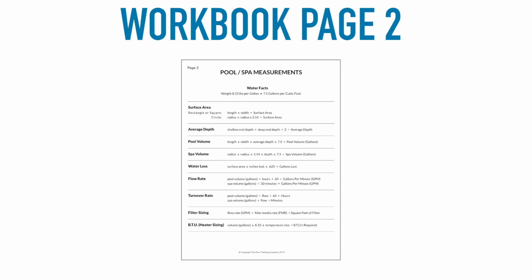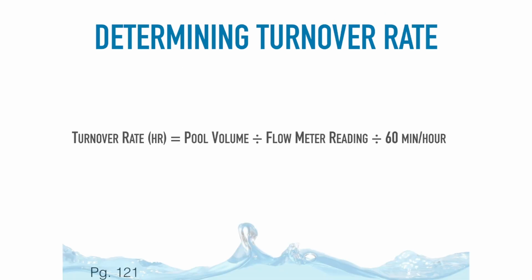Now, if you turn over to page 2 in your workbook, towards the bottom there, you're going to see our turnover rate calculation. Now let's go ahead and look at this a little bit more in depth. The way that we figure out if our pool is hitting our turnover rate is we are going to take our pool volume divided by our flow meter reading divided by 60. Again, that's our pool volume divided by our flow meter reading divided by 60.